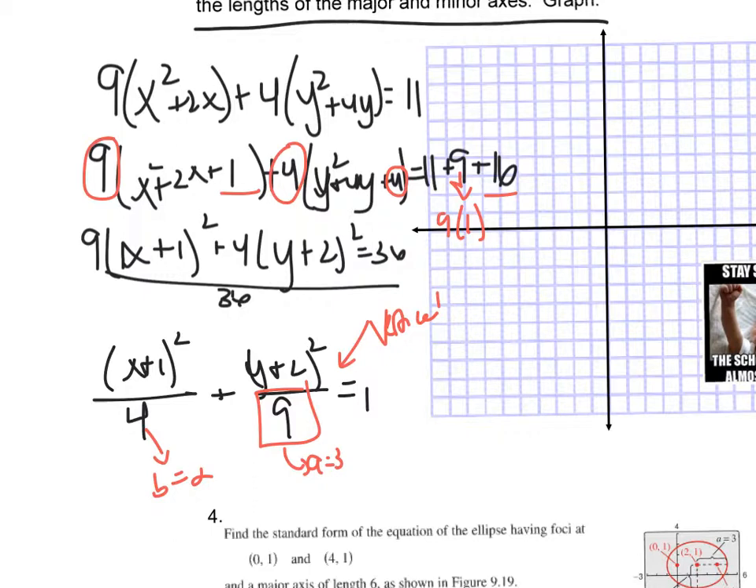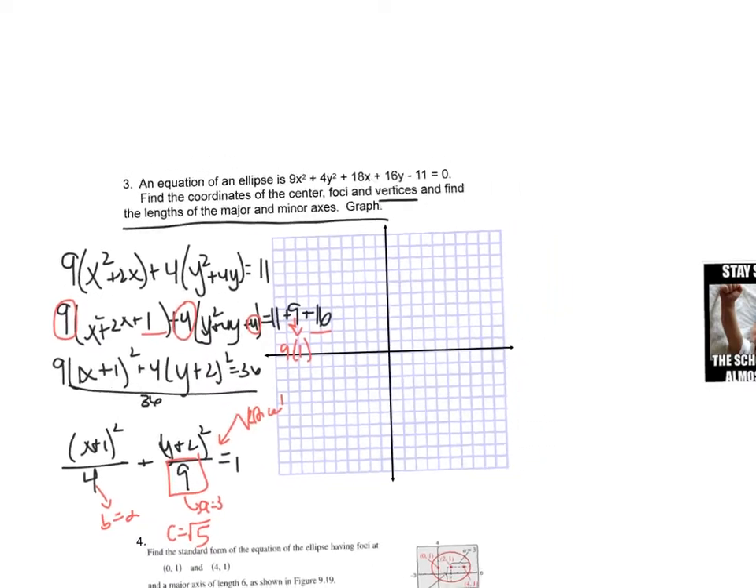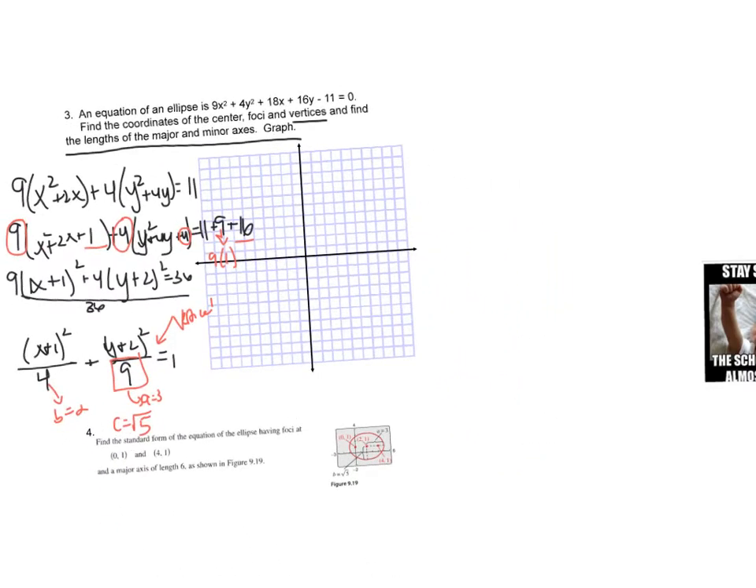So pause the video, come back, and I'll have it for you. All right, so hopefully you got c equals radical 5, because again, you have to do a squared equals b squared plus c squared. So you get c equals radical 5. That helps you figure out your equations for your foci. So let's find some pieces of information from this.